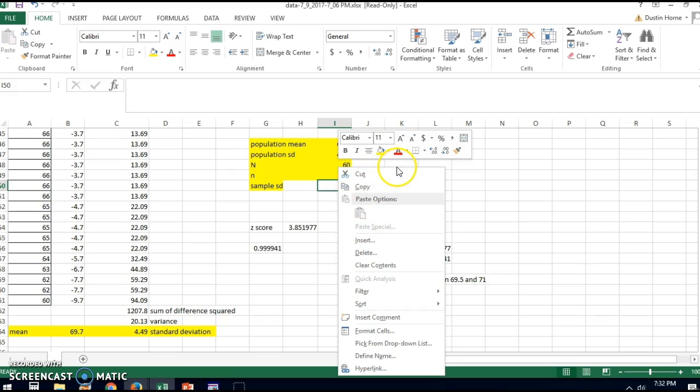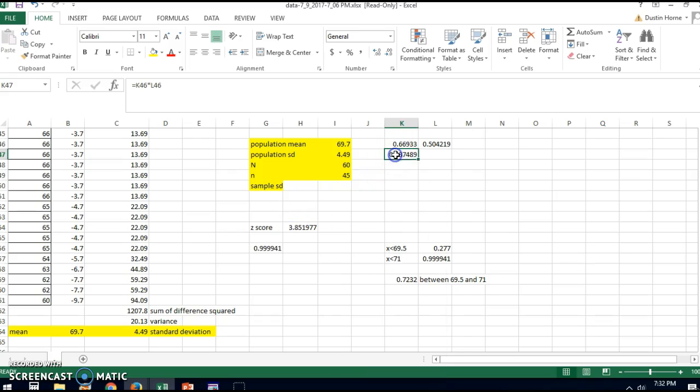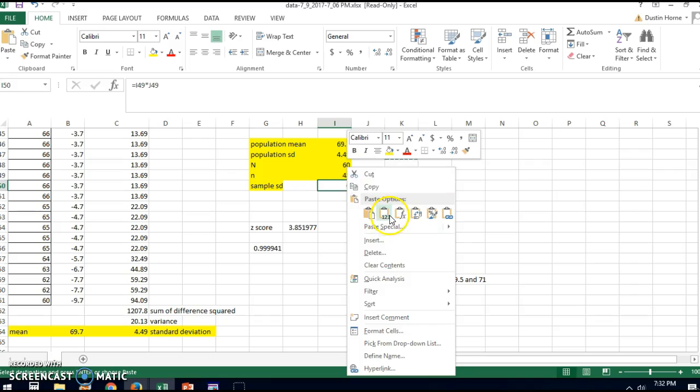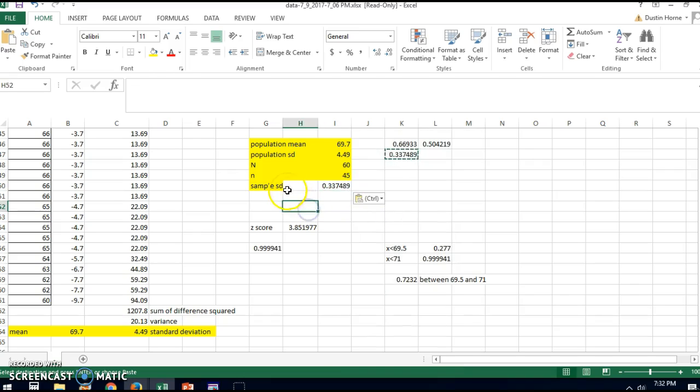standard deviation. If I can copy that over, I'm going to keep all of my information together here. So basically we calculated these numbers, and we needed all 4 of these numbers. We needed the population mean, population standard deviation, big N and little n, to get the sample standard deviation. And you would think that you would be through, but no, we're not.